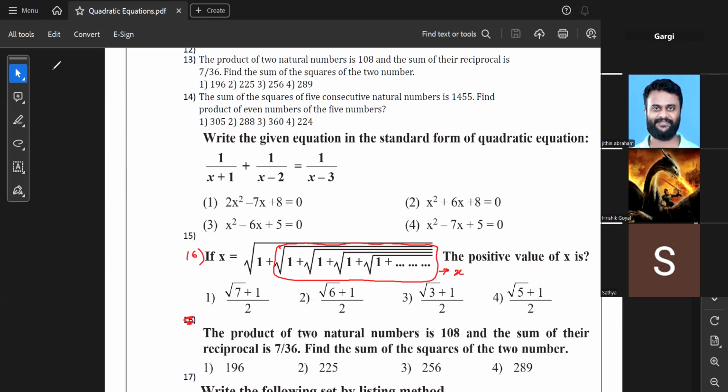So my equation can be rewritten as x equal to under root of 1 plus whatever is left, which is x. Now I can solve easily. I will square both sides. That will give me x square is equal to 1 plus x. That gives x square minus x minus 1 equal to 0. I have to find roots for this.